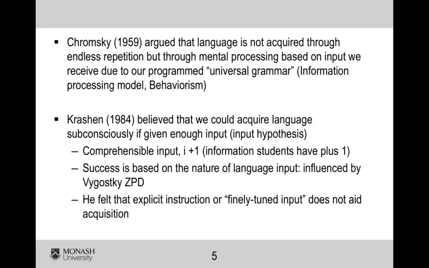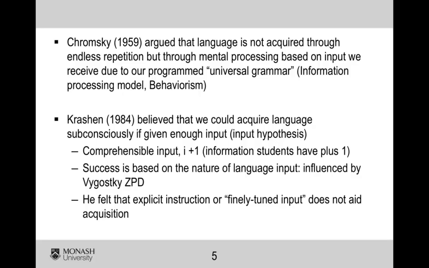Now, Krashen goes along those same lines, and he says we can basically acquire language subconsciously if we're given enough of the right input. So his idea was the input hypothesis, and he talks about this idea of comprehensible input, and that's an important word, comprehensible, saying this is input that is somewhat meaningful. So I plus one. It's saying we have to pitch the input based on the information students have plus one. So don't make it too much, so that they can actually grasp it.